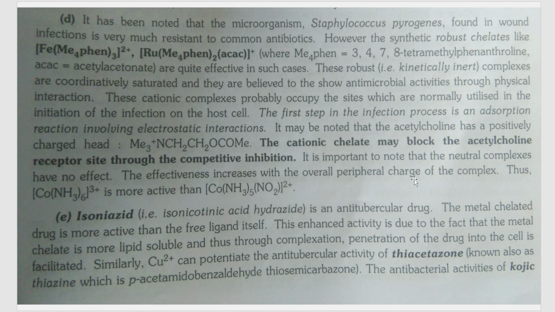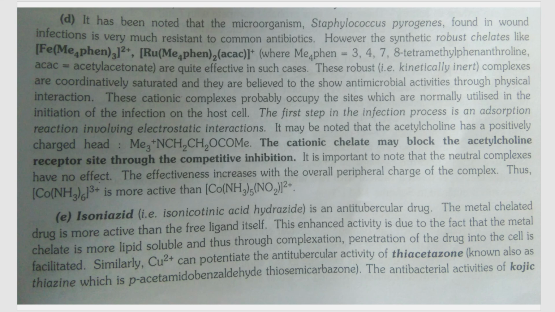So neutral complexes have no effect, because acetylcholine has a positively charged head, so you need a positively charged chelate to do its work. It should do the same work that the bacteria is doing, so that it can block the bacteria from doing it. Correct. So that is the second way in which this chelating drug acts.